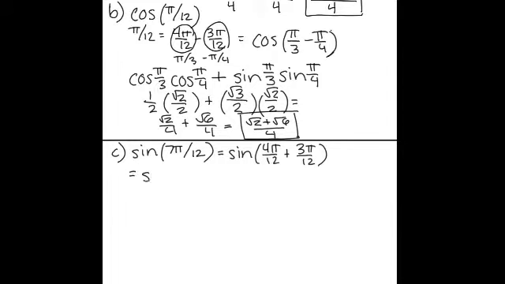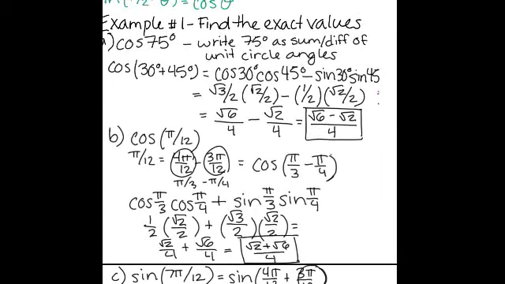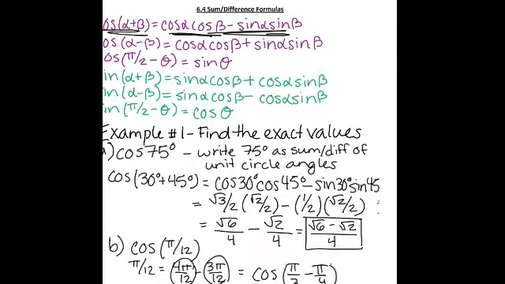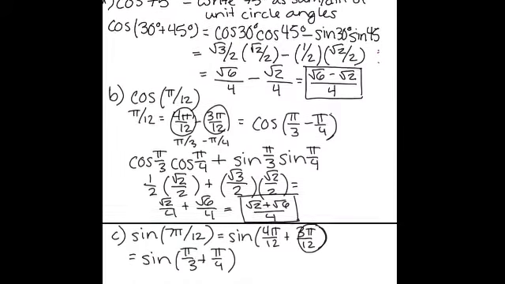Well, 4 pi over 12 is really pi over 3. And 3 pi over 12 is really pi over 4. So it's going to be the sine of pi over 3 plus pi over 4. And if we look back at our formulas for sine, we're going to use this one. So it'll be sine alpha cosine beta plus cosine alpha sine beta.